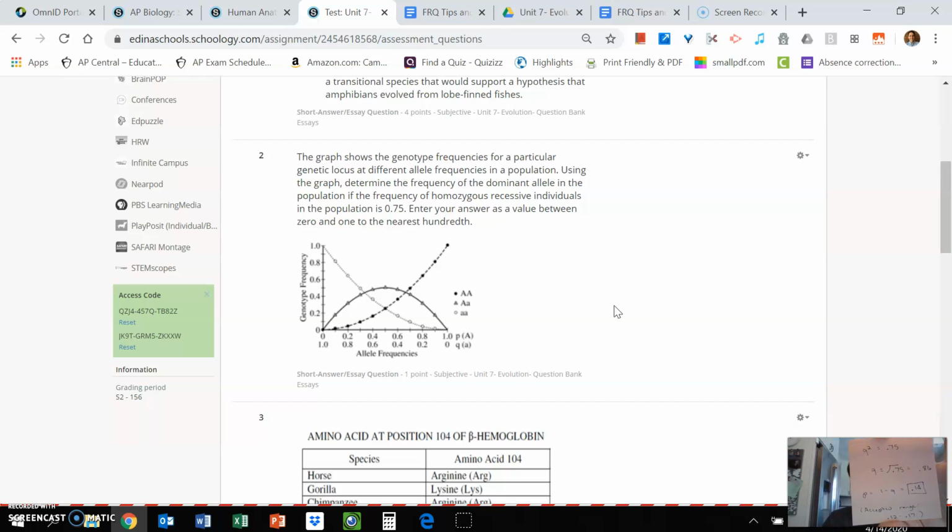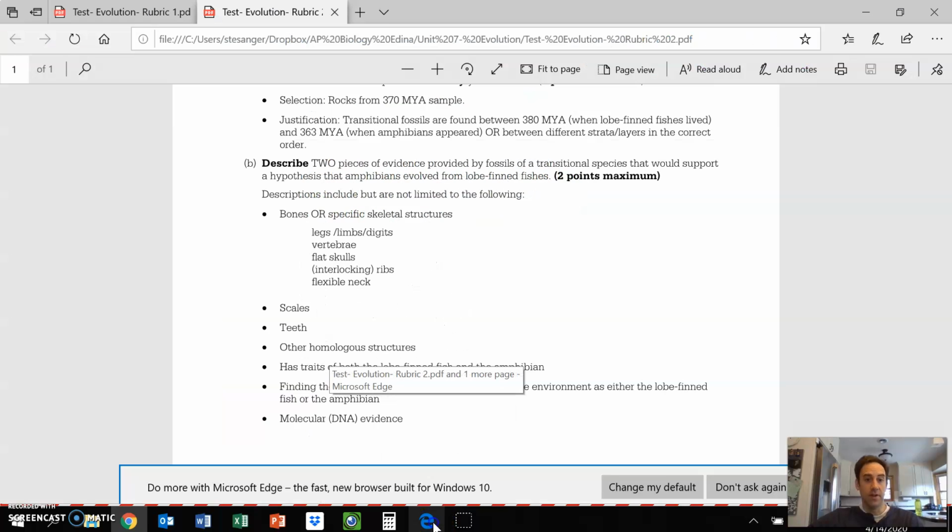Notice that the accepted range on this was 0.12 to 0.17 because they recognize that when you're reading a graph, you might be off a little bit, and that's okay. Note also that these math-based questions are no longer part of the AP exam, so you're not going to see something like this, but certainly the content is appropriate for this unit on evolution.